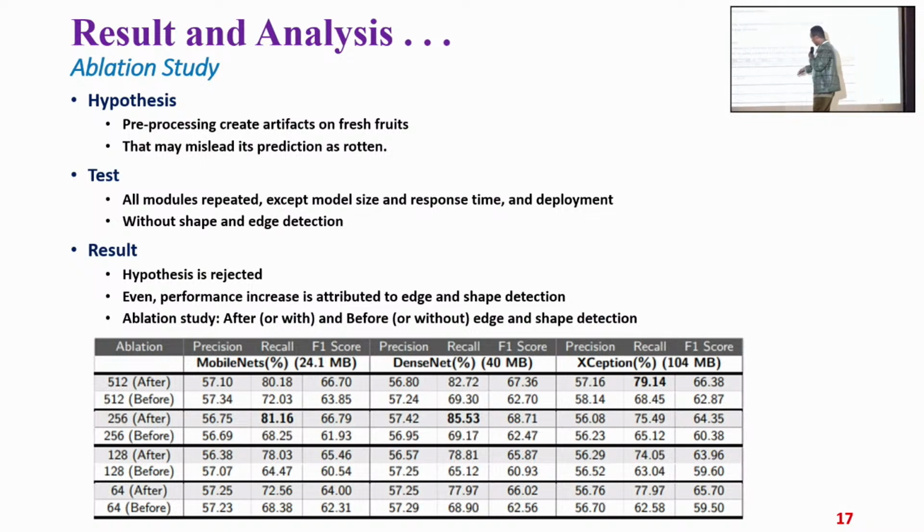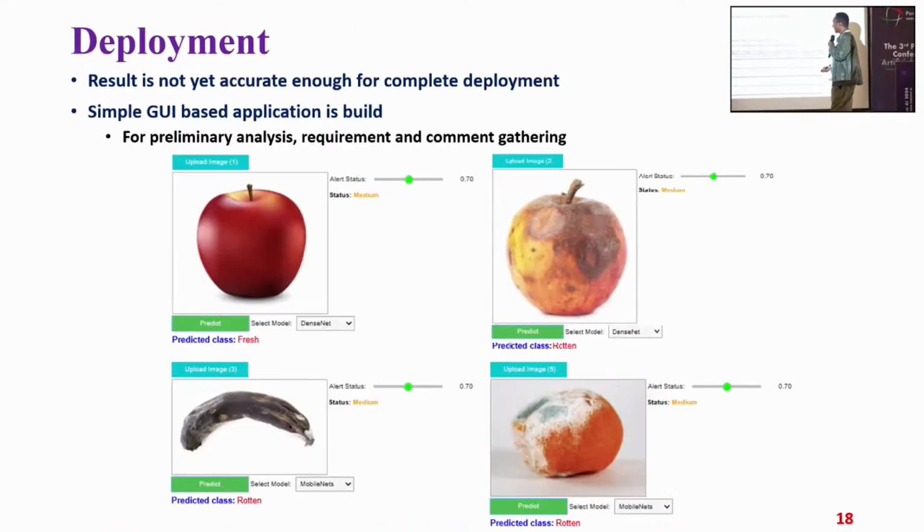In all of the cases, once the pre-processing is applied, the performance improves. So our hypothesis that our pre-processing method creates artifacts that mislead the model is rejected. So pre-processing is important. That is the ablation study that we have made.